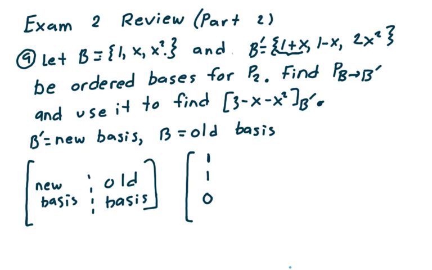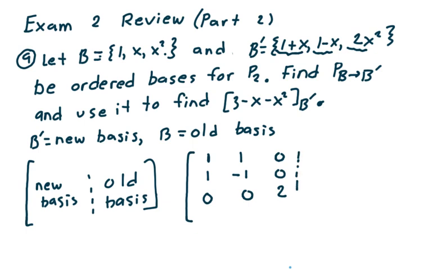Go to the second vector. The first entry is the constant term. The second entry is the coefficient of x. The third entry is the coefficient of x squared. Go to the third vector, and I'm going to do the same thing. So I get a 0, a 0, a 2.